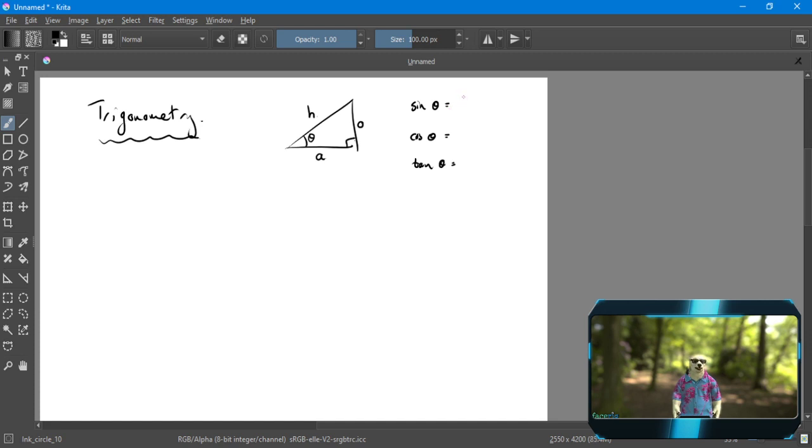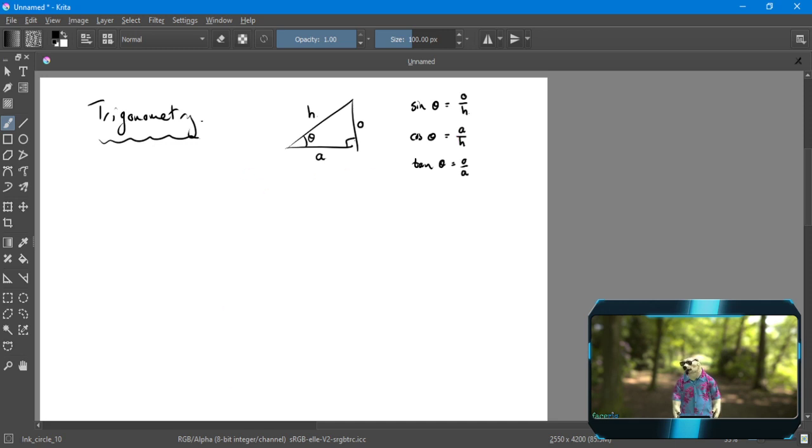Sine is always opposite over hypotenuse. Now, opposite could change depending on which angle I'm looking at, though hypotenuse is always the same. Cosine is always the adjacent side length over the hypotenuse. Tan is always the opposite over adjacent. And we did some examples.